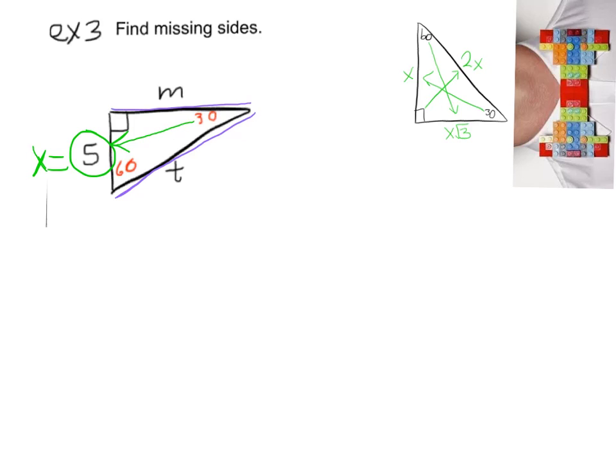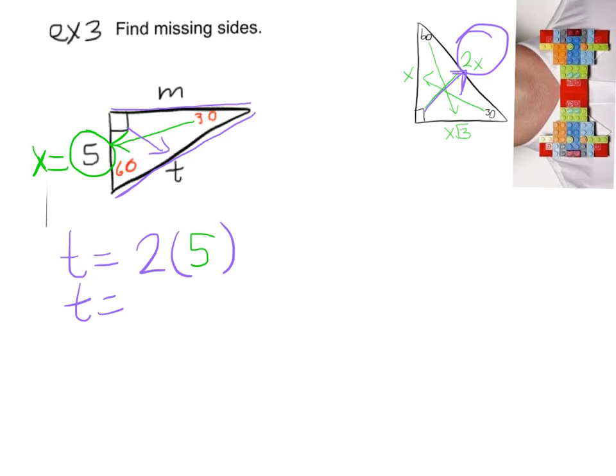First, let's look for t. T is the side across from the hypotenuse, the same as the one over here. It says that the side across from the hypotenuse is 2 times this side, or 2 times x. That means, let me grab my purple pen, that t is 2 times the value of x, which is 5. Meaning t is 10.